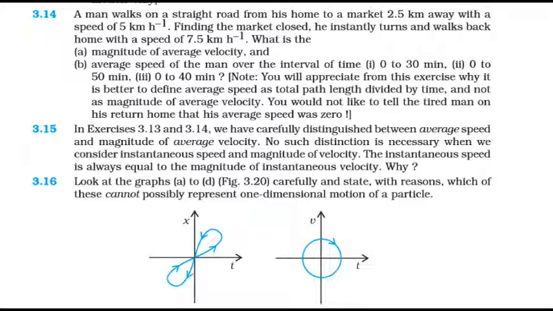Note, you will appreciate from this exercise why it is better to define average speed as total path length divided by time and not the magnitude of the average velocity. You should not like to tell the third man on his return home that his average speed was 0. So let us move to our notebook.